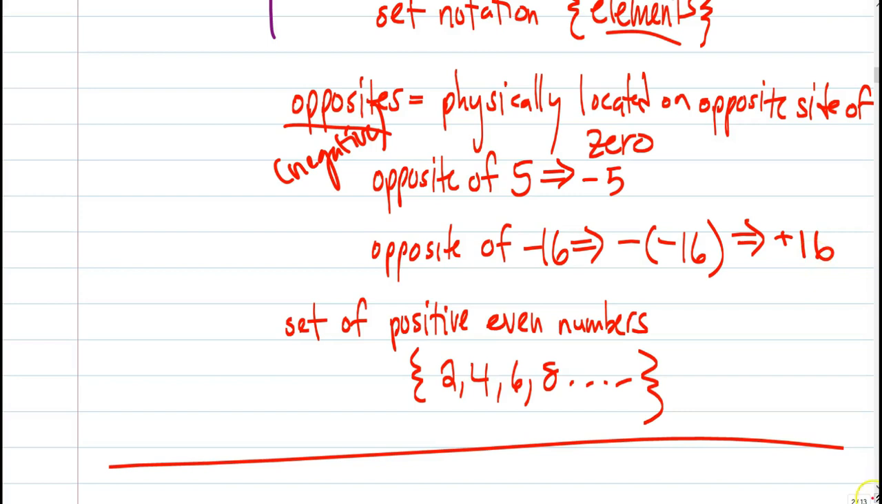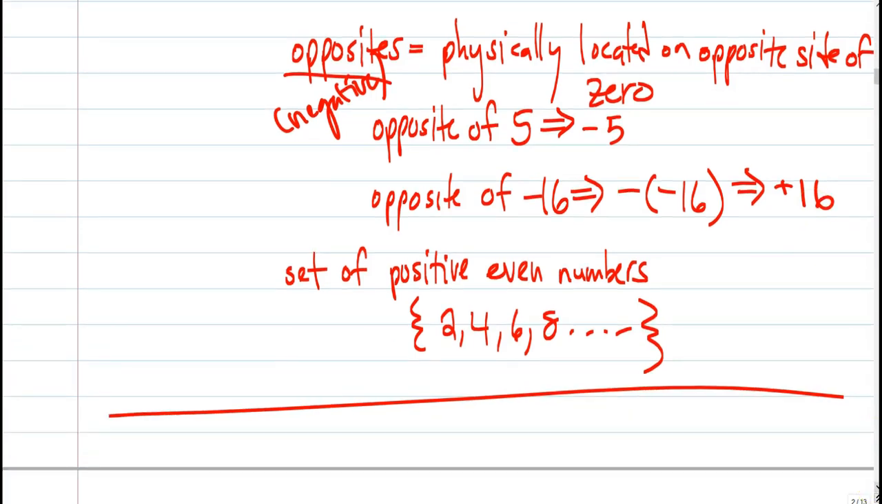We can do different sets, and they're going to have you doing some of this in the vocabulary. If I said the set of positive even numbers, well, I know I'm dealing with only positives, but evens mean I'd be doing things like 2, 4, 6, 8, and this dot dot dot means that those even numbers go on forever.